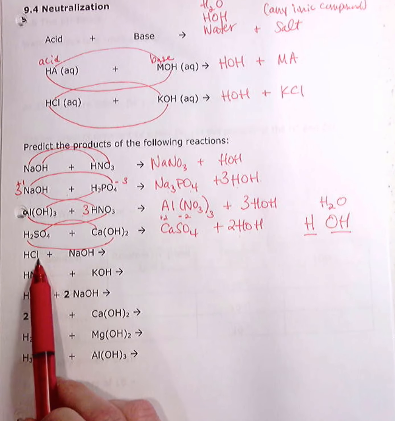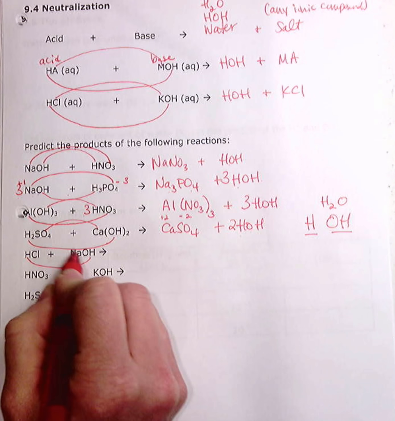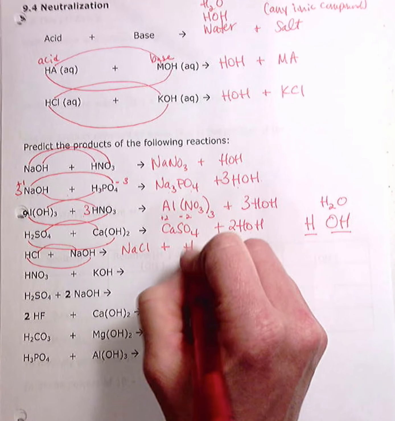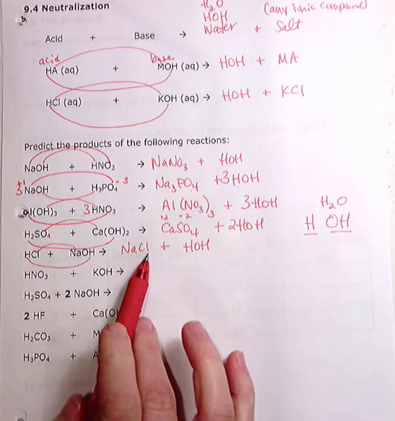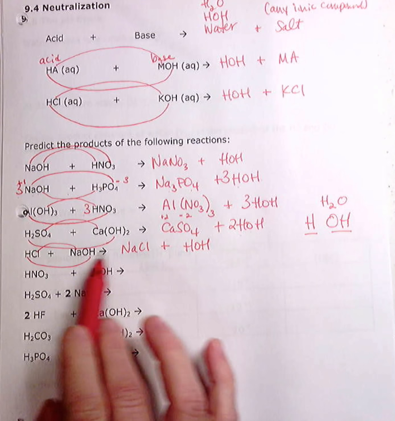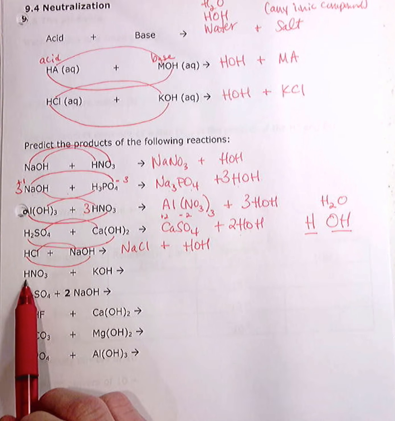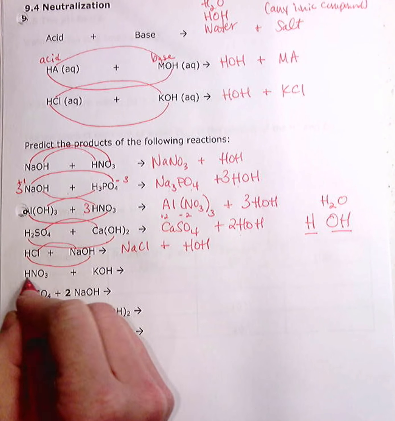So let's look at HCl and NaOH. So you're going to get H and OH, NaCl. Again, it doesn't matter the order that you write it in. One hydrogen, one hydrogen, one chlorine, one sodium, one hydroxide. Okay? It's all balanced.